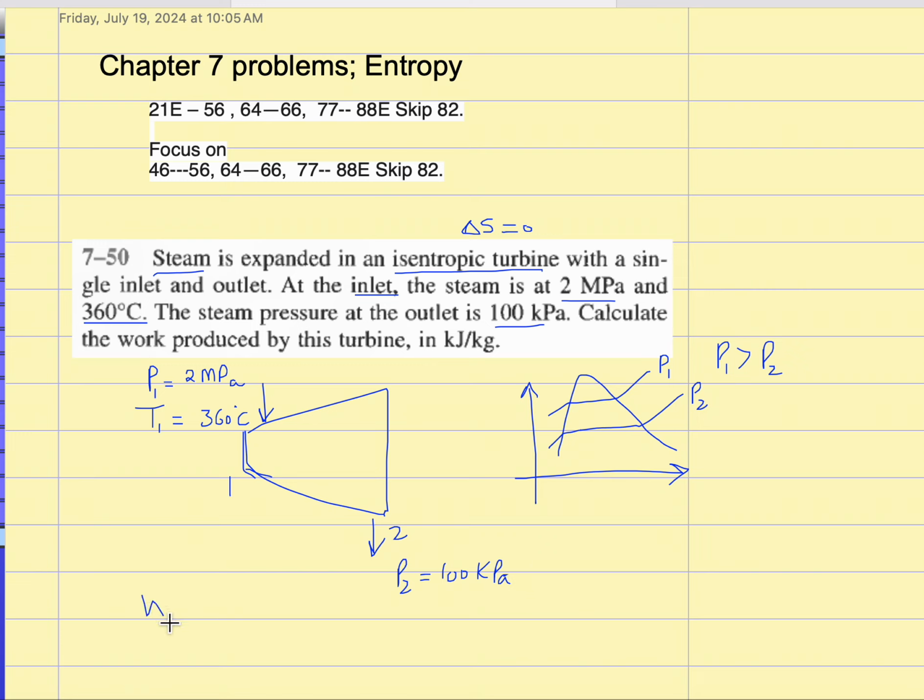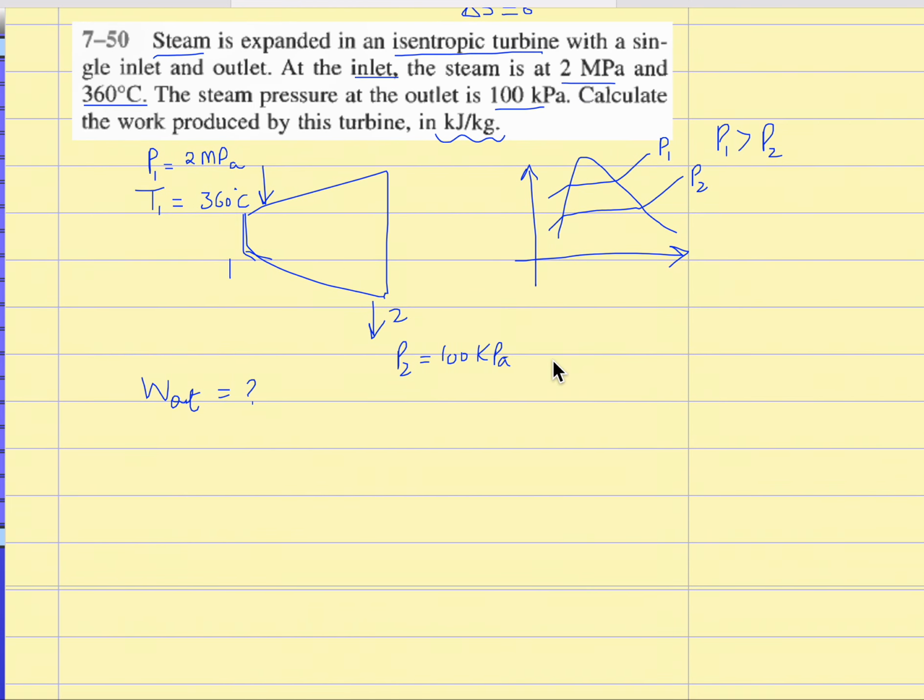Find the work done. So you have to find out the work done in specific units, kilojoules per kilogram. And you guys know that this is P1, which is 2 megapascals, and this is P2, which is 100 kilopascals. So let me show you how you would solve. We know the first law of thermodynamics, which we also call energy balance.